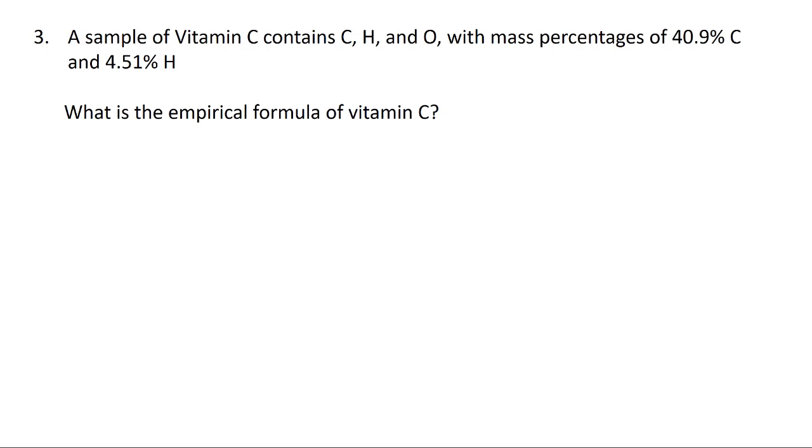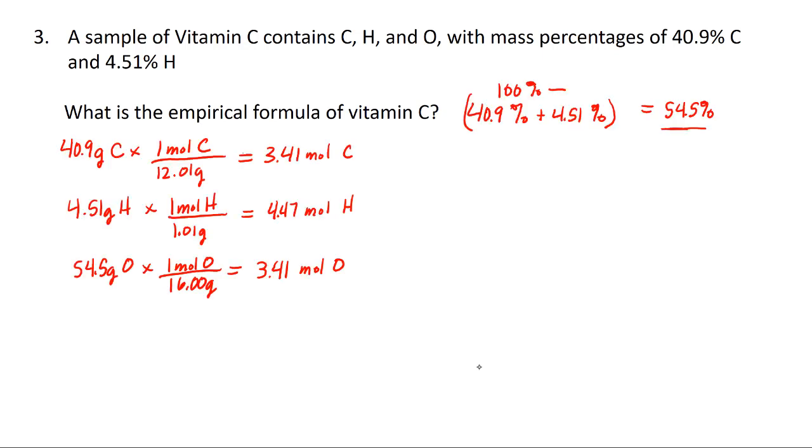You should be fairly comfortable with the steps by now. Pause the video and give it a shot. See if you can come up with the empirical formula for vitamin C. I've calculated first the mass percentage of oxygen, and then I've used the molar mass of carbon, hydrogen, and oxygen to calculate the number of moles of each substance. Let's see what happens when we divide through by the smallest number for the number of moles.